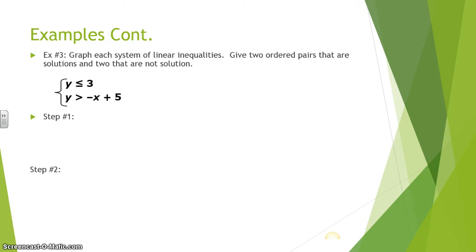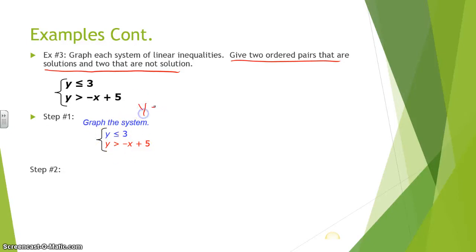The next example gets into graphing with the inequalities. We're going to graph each system of linear inequalities, and then give two ordered pairs that are solutions and two that are not solutions. Step number 1, we're first going to graph each linear inequality. We need to think about whether they're in the form y equals mx plus b, because that helps us graph. Remember, we also have to think about our boundary lines.